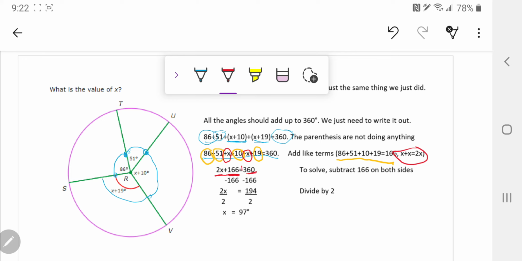Now what you have to do is you have two different sides. You have to subtract that 166 from this side. That gives you 194, and divide by 2, and you get 97.